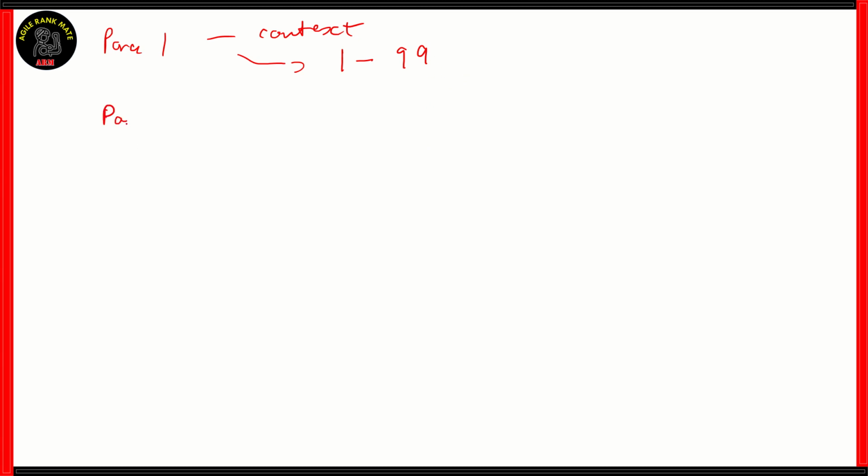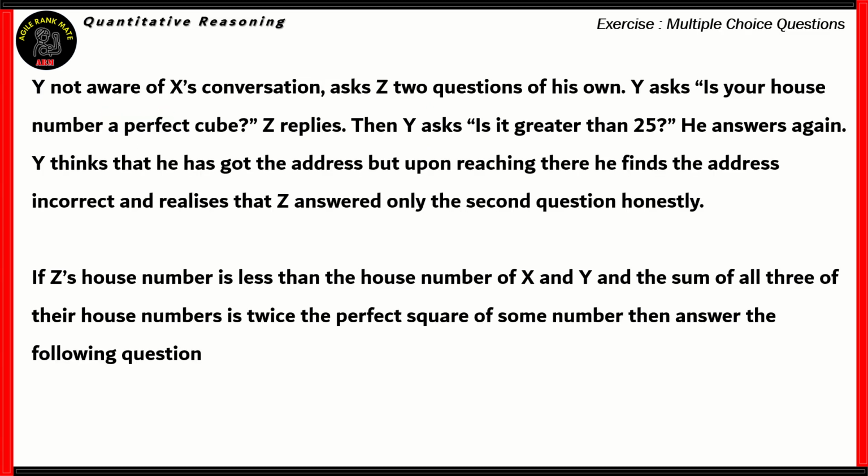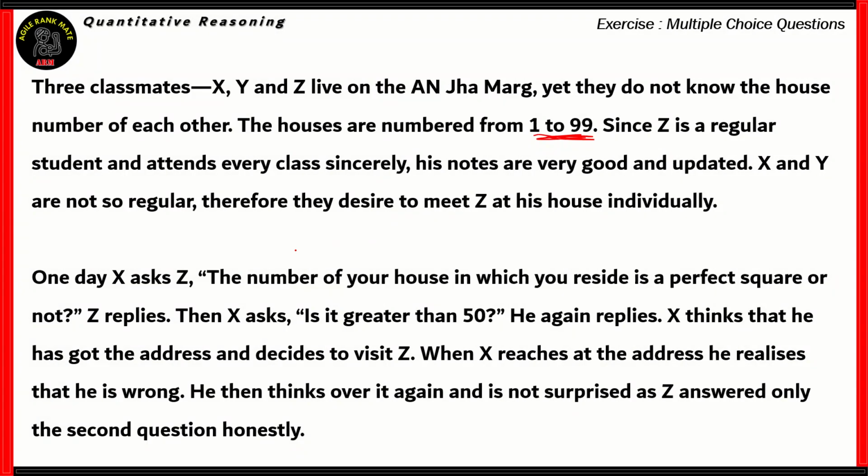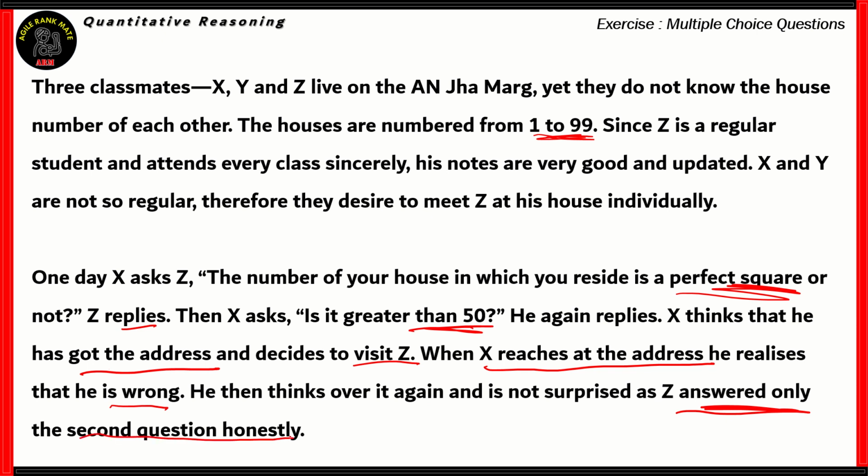Alright, so let's look at paragraph number 2, the part where X asks him the questions. X asks, "The number of your house in which you reside is a perfect square or not?" Z says. Then, "Is it greater than 50?" Z again replies. X thinks that he got the address to visit Z. When X reaches the address, he realizes that he is wrong. He then thinks over it and is not surprised as Z answered only the second question honestly.